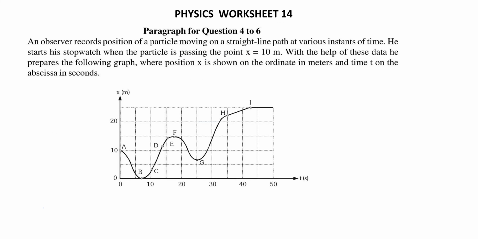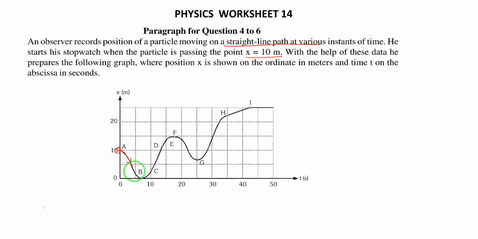So in paragraph 1 to 4, the body starts on a straight path, and the start point is x equals 10. The motion has been plotted on an x-t graph like this. What we observe is that it starts by moving down, so the acceleration is on the negative side.